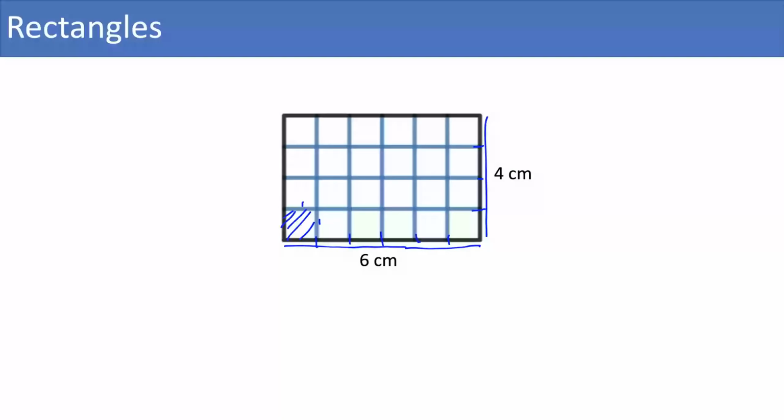How many squares is that? It turns out to be 24. And that's where that formula comes from. When you talk about deriving a formula, that's where we get base times height.